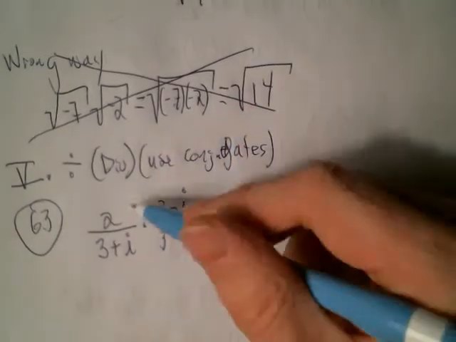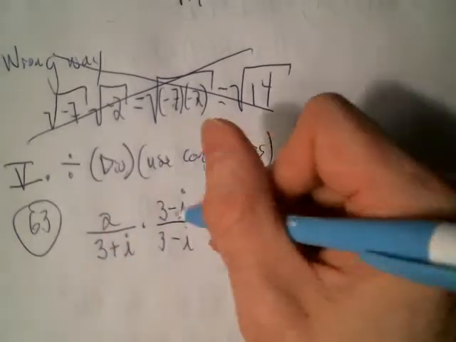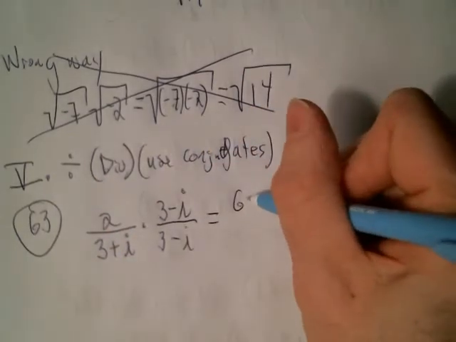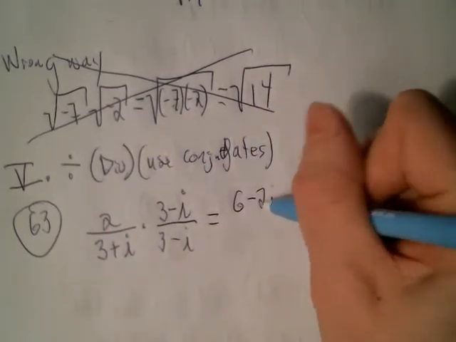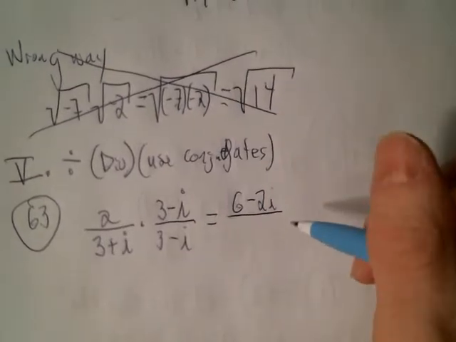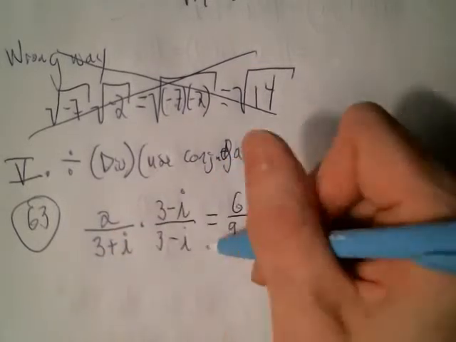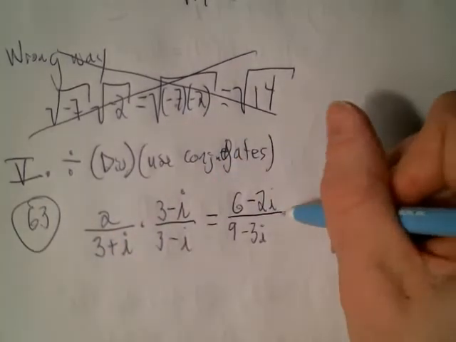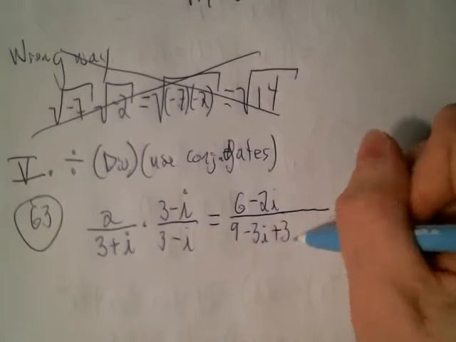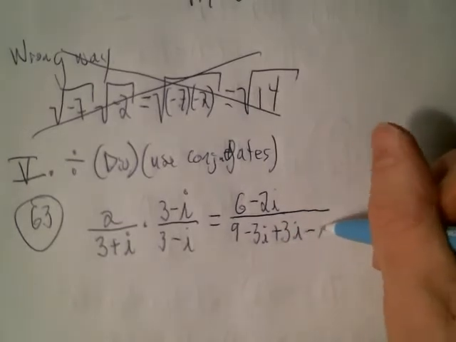Okay, so in the numerator, I have to distribute. So 2 times 3 is 6, and then 2 times negative i is negative 2i. Downstairs, first, outer, inner, last: 3 times 3 is 9, first. Outer, minus 3i. Inner, plus 3i. And then the last, minus i squared.